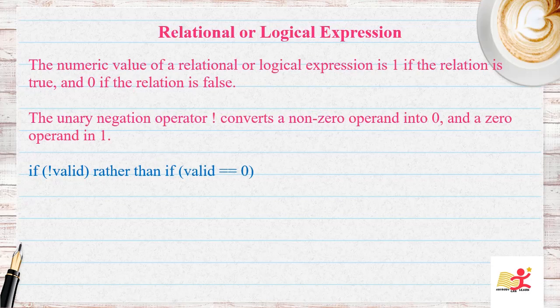Let's see the value of a relational or logical expression. If the expression is true, its value is 1, and if the expression is false, its value is 0. Then there is an operator denoted by an exclamation mark, known as the unary negation operator. It converts a non-zero operand into 0 and a 0 operand into 1. Its usage is, if some variable, suppose valid, is equal to 0, you can write it using the negation operator like if (!valid). This improves the readability of the program.